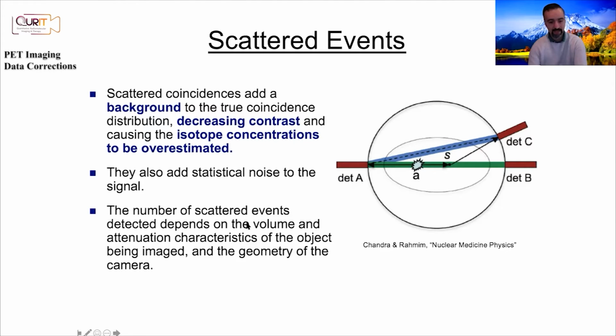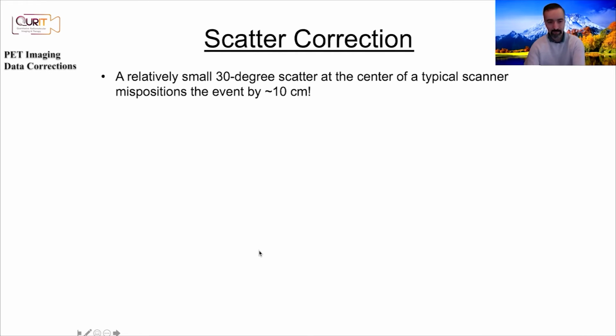And the number of scattered events, as you can imagine, depends on the volume of the subject. The larger the object or subject being imaged, and the more attenuating media in it, like bone and things like that, obviously you're going to get more scattering. And also it depends on the geometry of the camera. So scatter correction is very important. And some people used to say scatter is the enemy because it was a difficult thing to correct for.